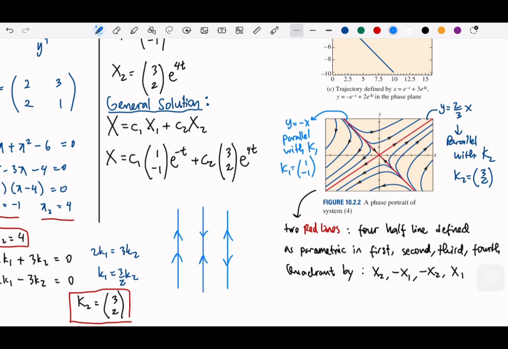Well, it works similarly. So we call this a repeller. A repeller is when lambda 1 is positive and lambda 2 is positive, and then we call it an attractor when lambda 1 is negative and lambda 2 is negative.